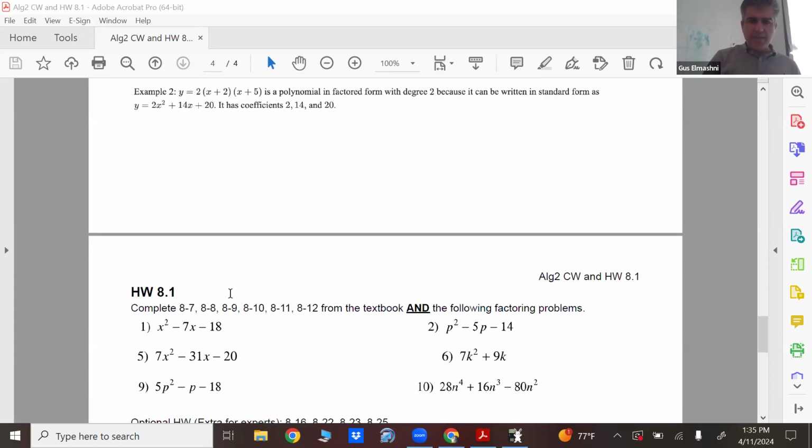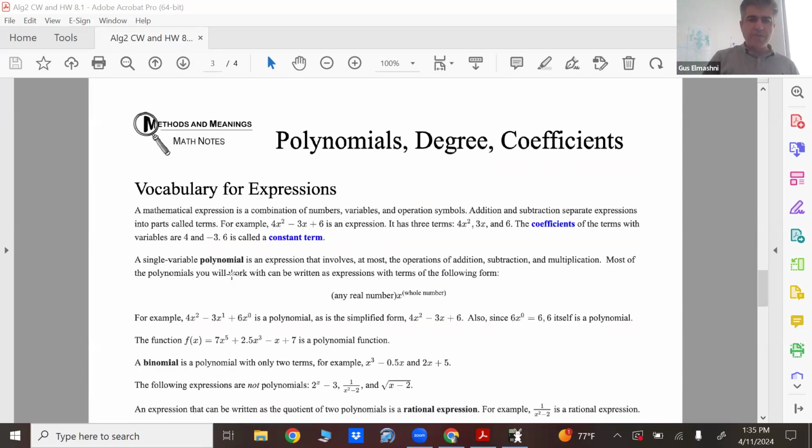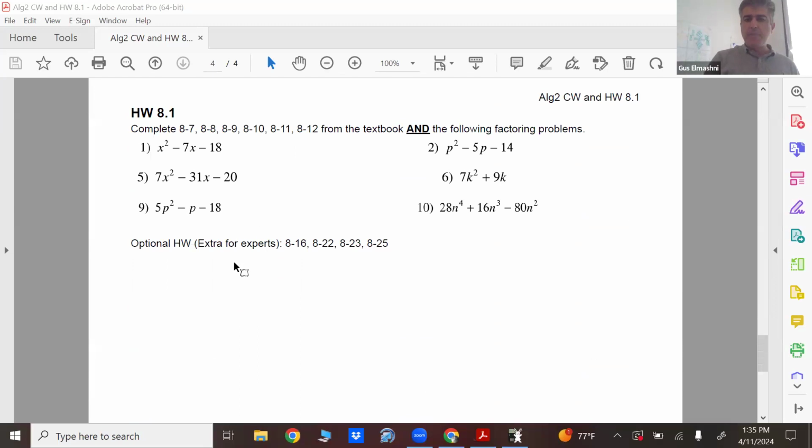I think that's kind of it for all this information here. It's very rich in information, so I like it. So homework is going to be pretty simple.